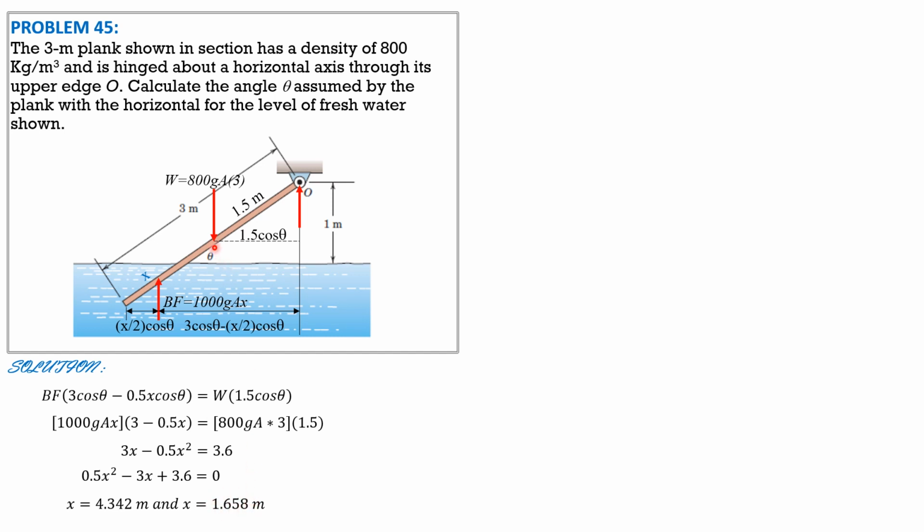From the figure, sine of theta is 1 meter divided by this length. So this length is 3 minus x. So sine theta is 1 over 3 minus x, and x is 1.658. Solving for theta, theta is equal to 48.17 degrees.